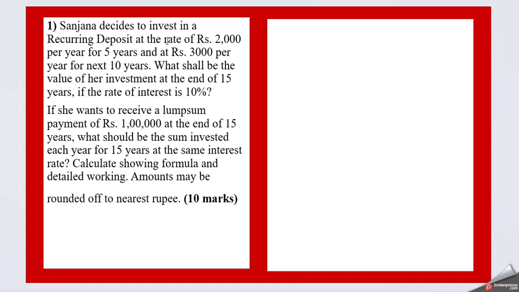Sanjana decides to invest in a recurring deposit at the rate of rupees 2000 per year for 5 years and at rupees 3000 per year for the next 10 years. What shall be the value of her investment at the end of 15 years if the rate of interest is 10%? If she wants to receive a lump sum payment of 1 lakh rupees at the end of 15 years, what should be the sum invested each year for 15 years at the same interest rate? Calculate showing formulas and detailed working. Amounts may be rounded off to nearest rupee.